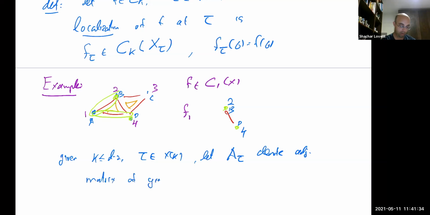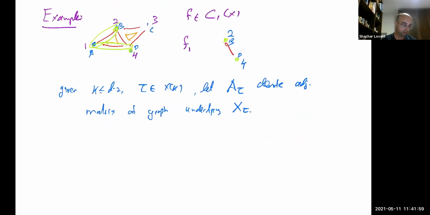of the graph underline X_tau. And I just want to remind you, so A_tau is basically the graph that we're looking at. And I just want to remind you that, when we look at weighted graphs, so graphs with weights on the edges, the way we define the adjacency matrix is a bit different than what we did before. So just again, a reminder.